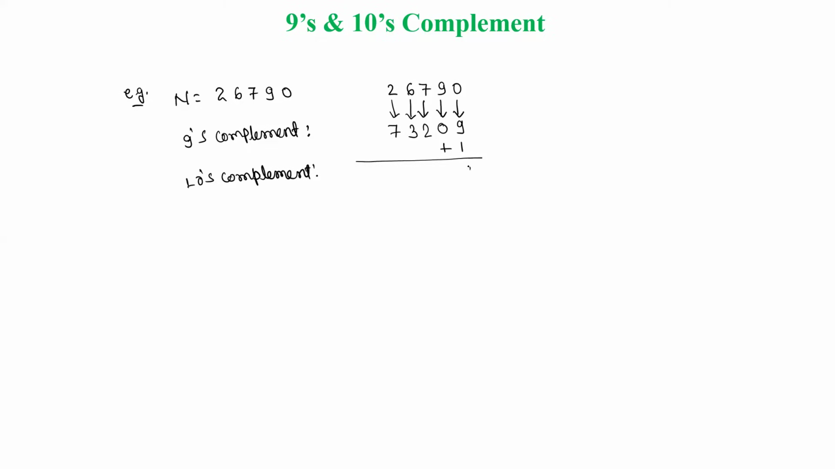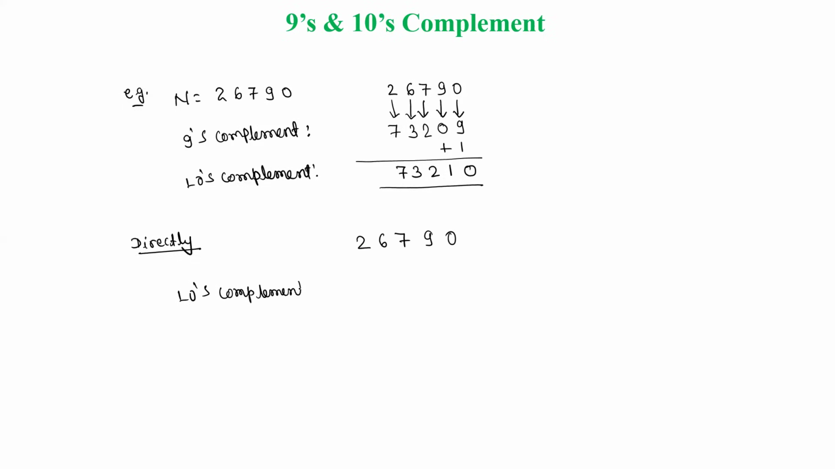So 9 plus 1, 0. 0 plus 1, 1. And the remaining is 2, 3, 7. So this is the 10's complement. Now, for the same number, if you want to find the 10's complement directly, what is the number? We have 2, 6, 7, 9, 0. We want to find the 10's complement.